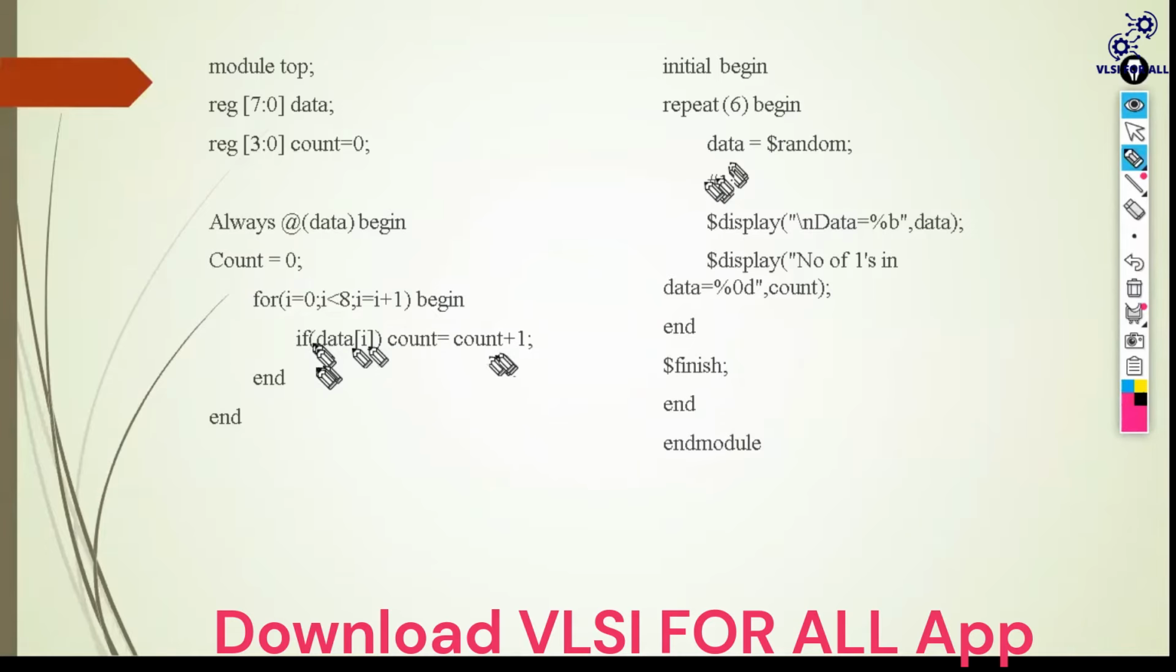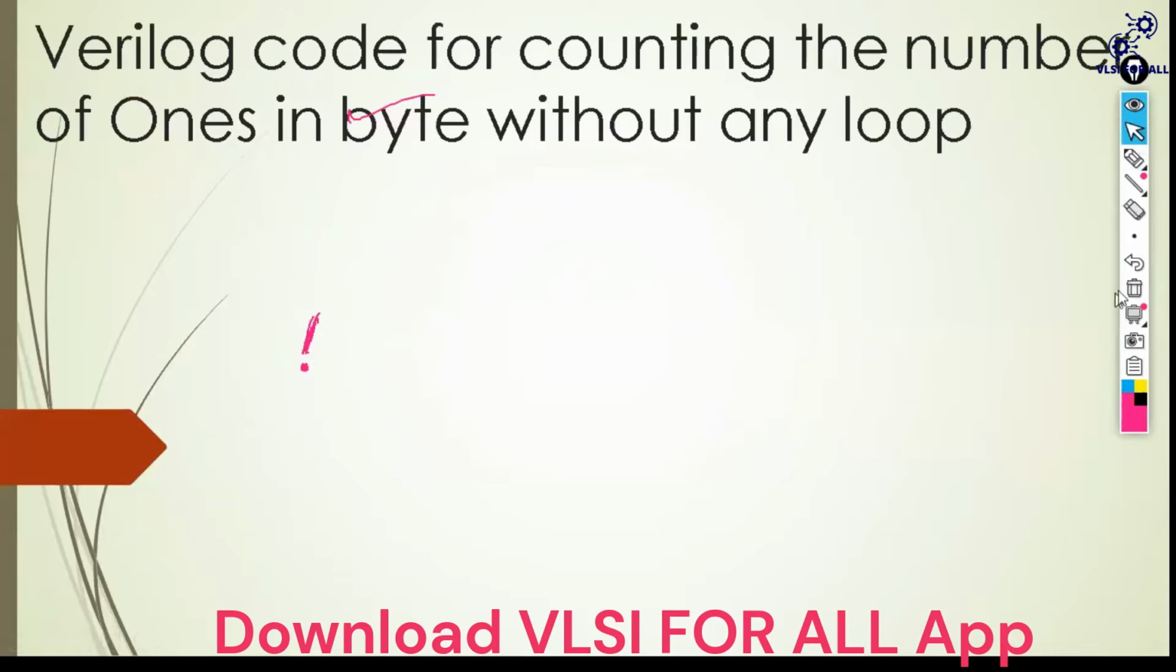If I want to count the number of zeros, the only thing is I need to put one exclamation mark, not of. If it is not of, then it will count the number of zeros present in the data. So here we are using the count variable with a for loop. Sometimes they will ask you to write code to count the number of ones or zeros, but without using any loop.